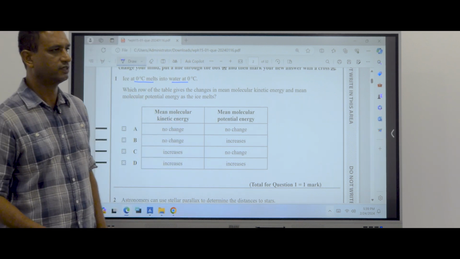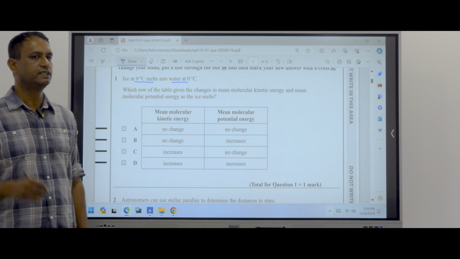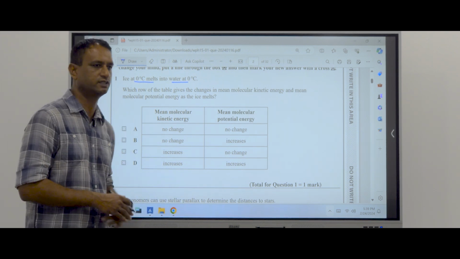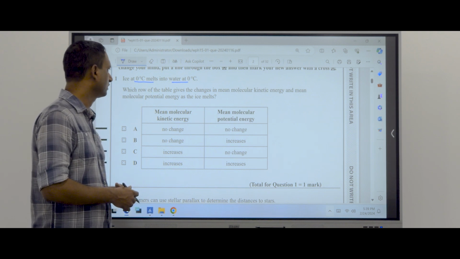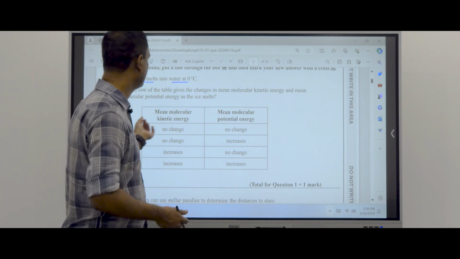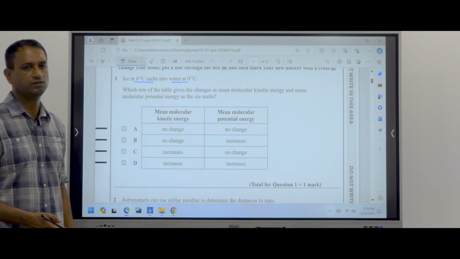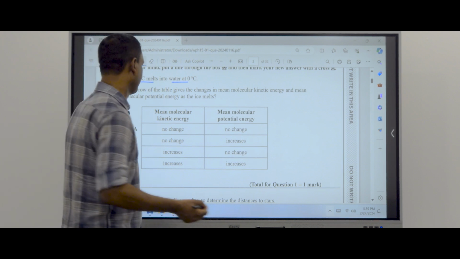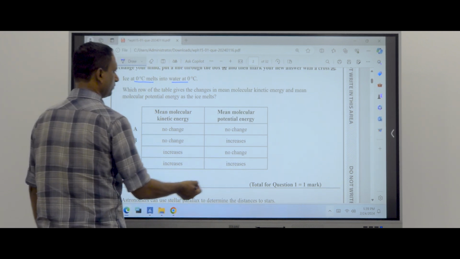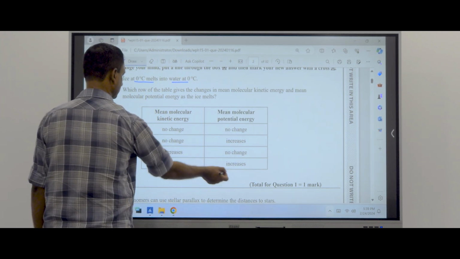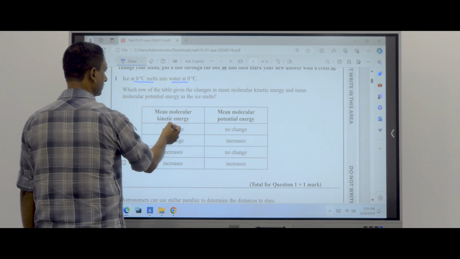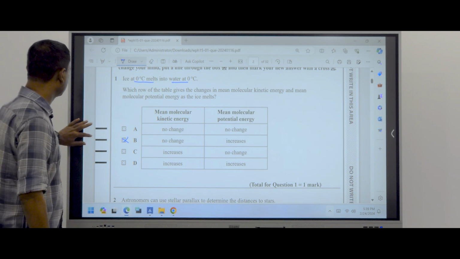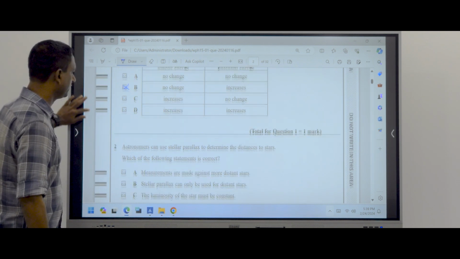When the temperature remains constant, no change in kinetic energy, and when changing state, the intermolecular forces change. Solid to liquid, ice melts, solid is converting to liquid, therefore potential energy increases. Potential energy increases, kinetic energy no change. Kinetic energy remains constant when the temperature is constant.